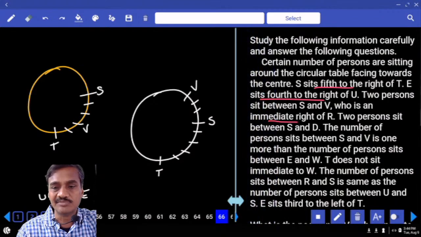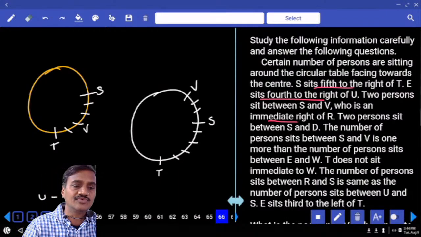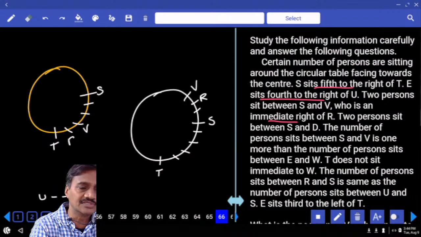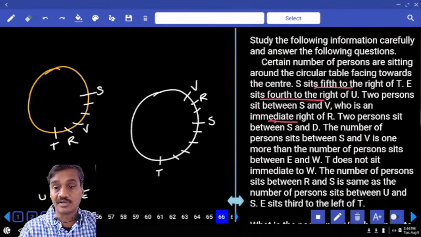And V is an immediate neighbor of R. V is an immediate right of R. Here also V is the immediate right of R.